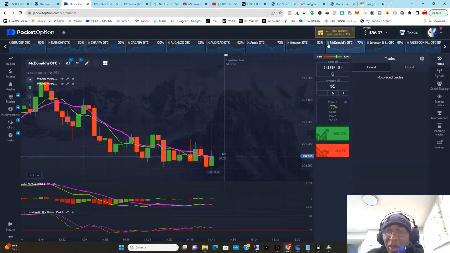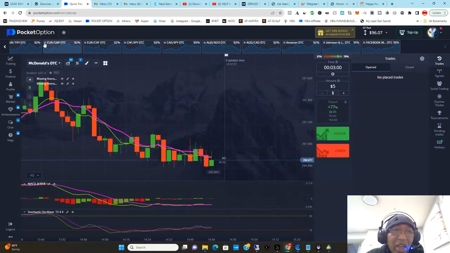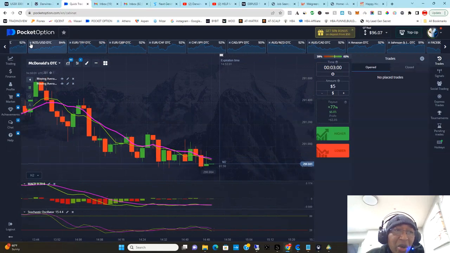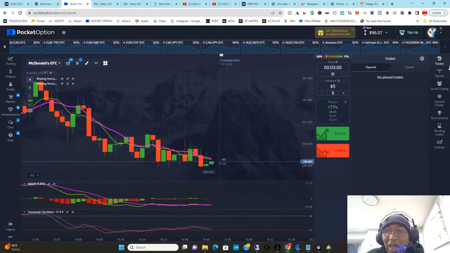Okay, let's remove the ones that are below 92. Like this is 79, we're not going to trade that. We only want the ones that are 90 and above, because it's OTC. So you want to risk your money for the highest possible return. This is Facebook with 78.